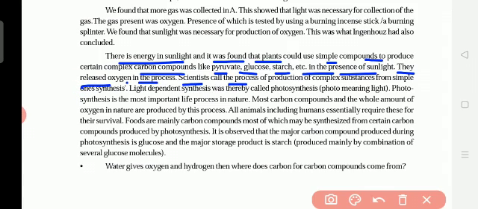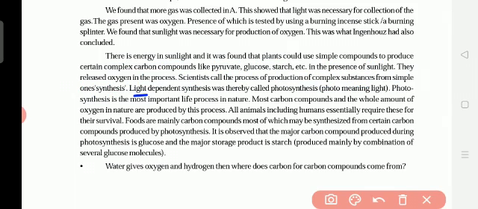Scientists call the process of production of complex substances from simple ones synthesis. Light dependent synthesis was thereby called photosynthesis. Photo means what? Light. Synthesis means what? Preparing.